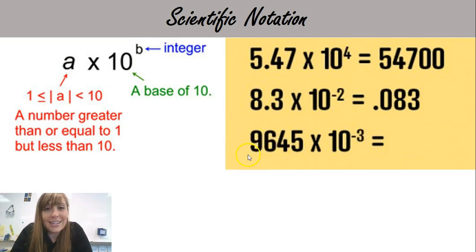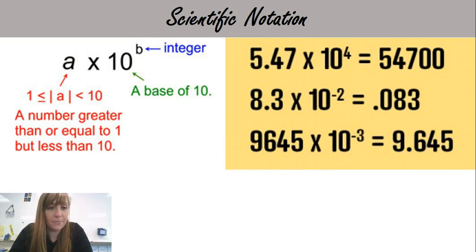Now this guy is a little weird because this is not proper scientific notation. 9,645 is bigger than 10, so technically it's not correct, but that's okay, so we're taking it out of this notation anyways. Our decimal is here even though we can't see it. We're doing it times 10 to the negative 3, which means it needs to get smaller. 1, 2, 3. So our answer will be 9.645.